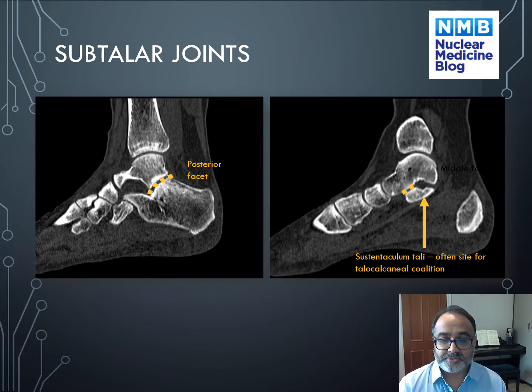If we look at the sagittal view, I find this very useful for looking at the subtalar joints. Now the subtalar joints are the articulation between the talus and the calcaneus. There are three facets. There's a large posterior facet, there's a middle facet, and then there's also a small anterior facet, which is not always present.